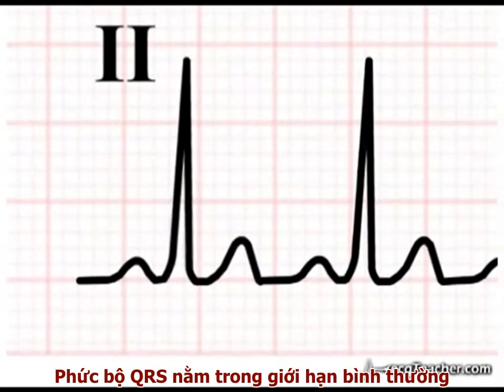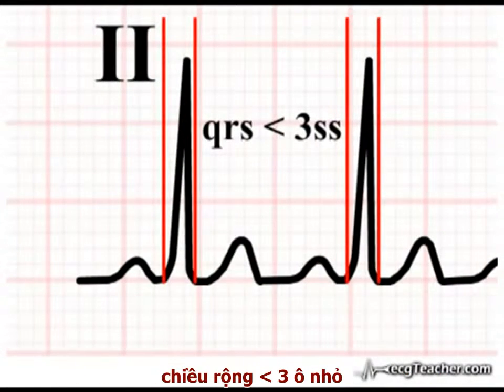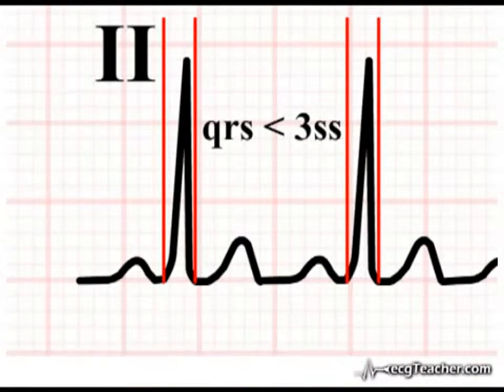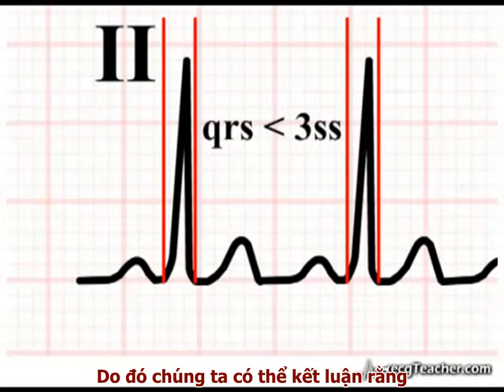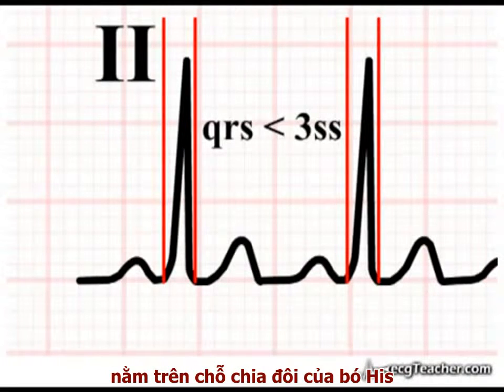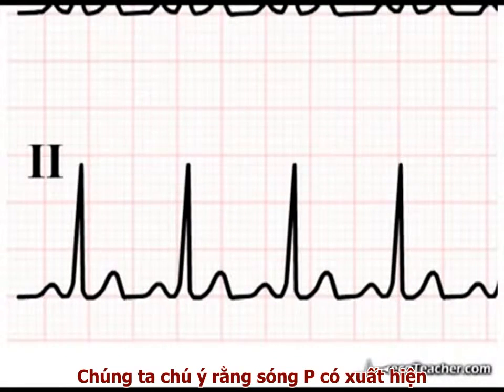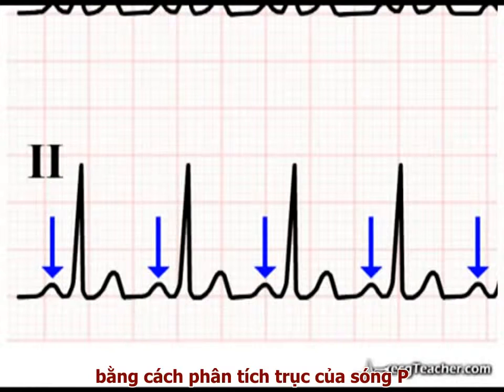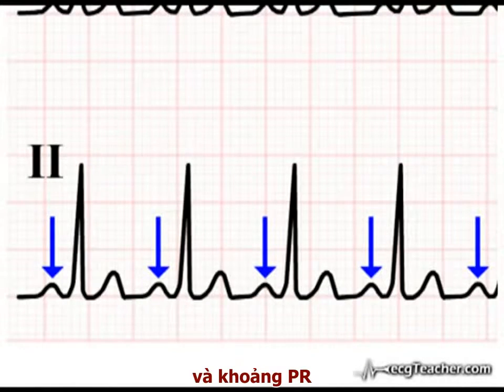The QRS complexes are of normal duration, less than 3 small squares in width, indicating that the depolarization wave is entering the ventricular conducting system. Therefore, we can conclude that the tachycardia has originated from a focus located above the bifurcation of the bundle of His. We note that P waves are present, and we can identify the site of origin of the tachycardia within the supraventricular region by analysis of the P wave axis and PR interval.